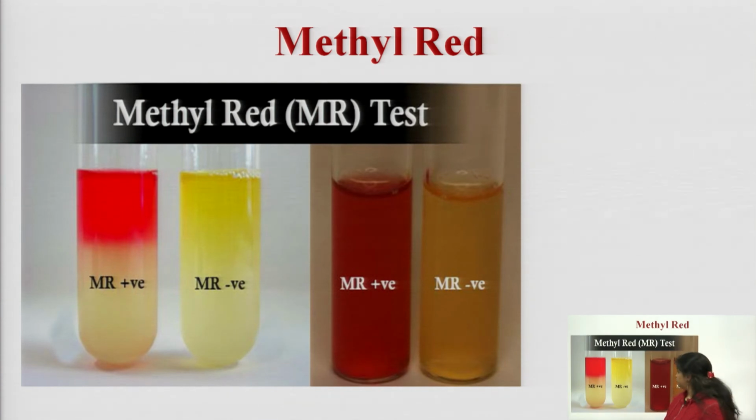So as you can see even in this picture, MR positive are the bacteria which convert the preparation into red, and if the preparation you see at the end is yellow in color, that means they are MR negative, meaning they are not making the environment acidic, they are fermenting the glucose into different acetonic products. So MR positive will be indicated by red color and MR negative will be indicated by yellow color.